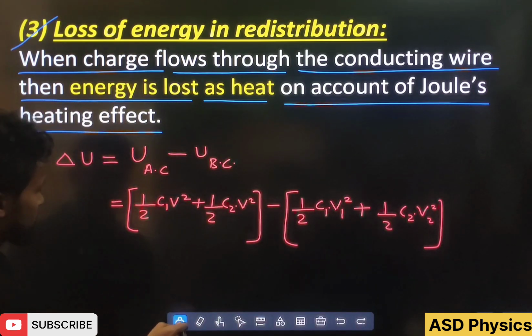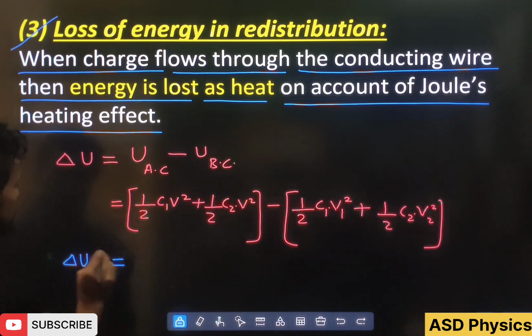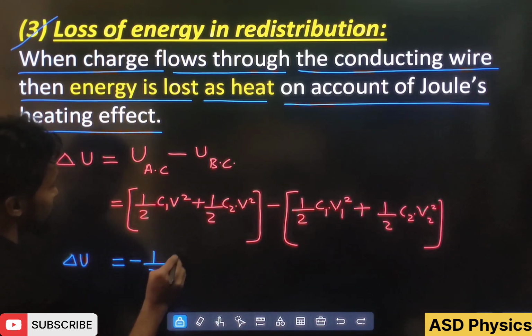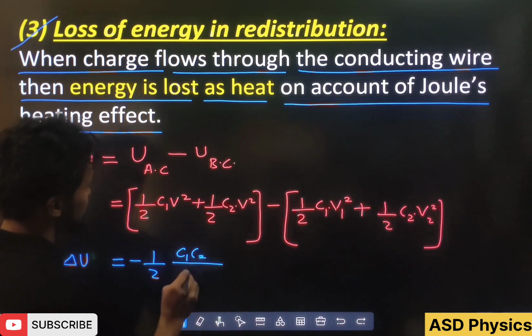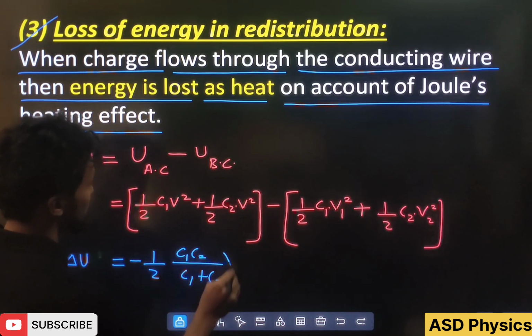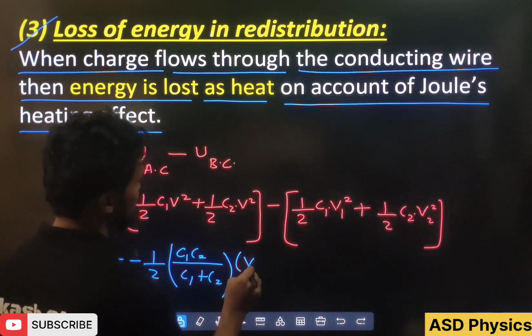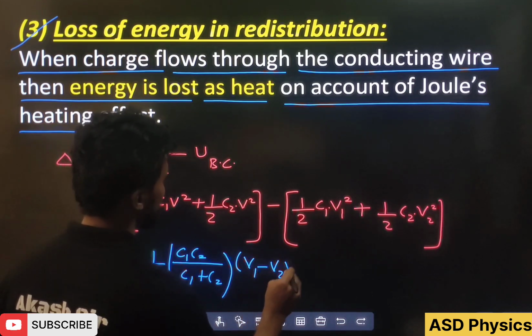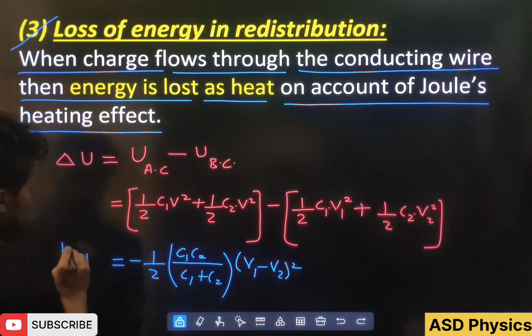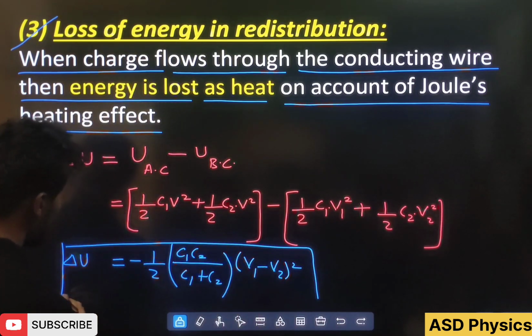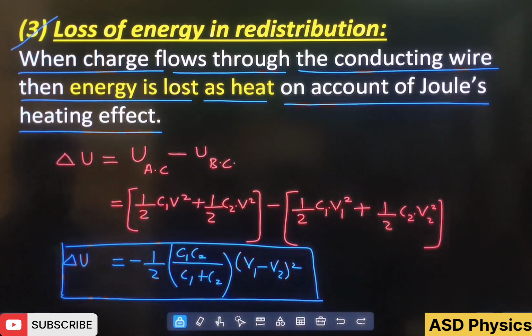So students, after that when you simplify this, delta U will come as minus half C1 C2 by C1 plus C2, a very handy formula, please remember that, into V1 minus V2 whole square. You have to remember this formula, because you know very well V is given by C1 V1 plus C2 V2 by C1 plus C2. So by using all these formulas, we will get this.